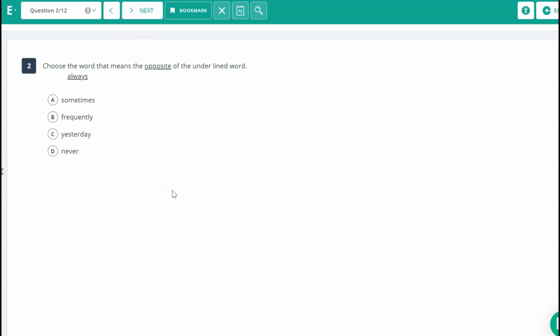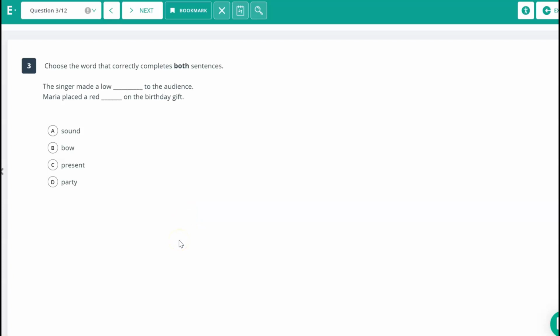Choose the word that means the opposite of the underlined word. Always look for those clue words, opposite. Look very carefully. The opposite of always: sometimes, frequently, yesterday, or never. If I don't always do something, I never do it.